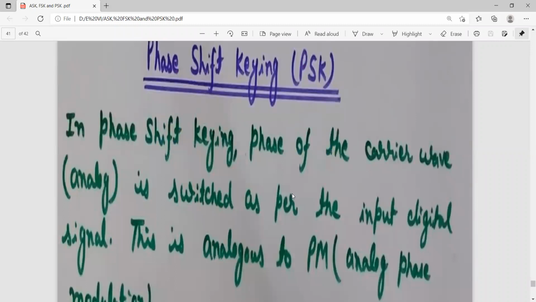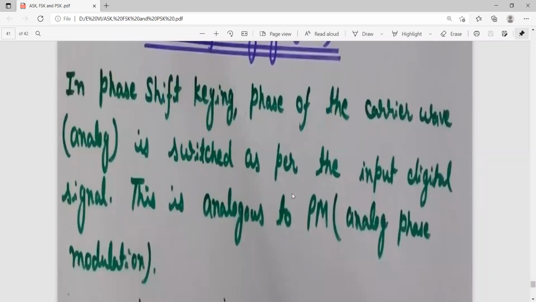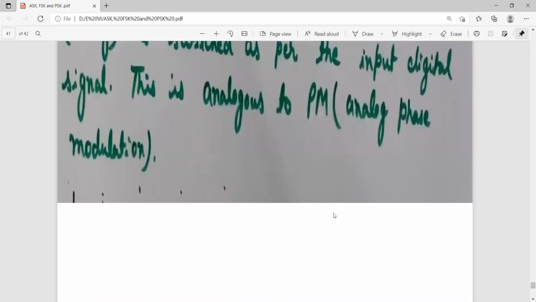Now coming to phase shift keying. We also discussed phase shift keying, but here we come to the definition. In phase shift keying, the phase of the carrier wave, that is the analog, is switched as per the input digital signal. So the carrier wave is switched as per the input digital signal. So this is analogous to phase modulation.